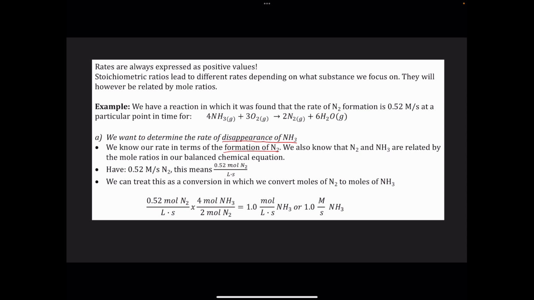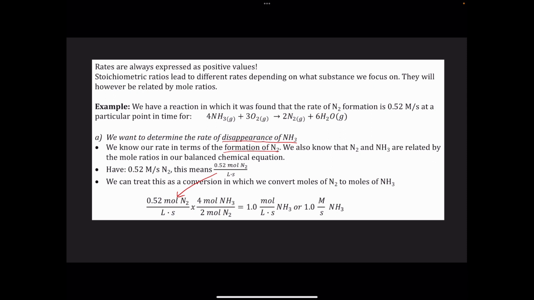Now looking at the concentration we have, that 0.52 molarity per second of nitrogen, what that means is that I have 0.52 moles of nitrogen being formed per liter per second. To figure out the rate for the ammonia, we can treat this as a conversion factor in which we are essentially converting moles of nitrogen to moles of ammonia. So we're starting off with that rate, the 0.52 moles of nitrogen per liter per second. And we want to convert to ammonia.